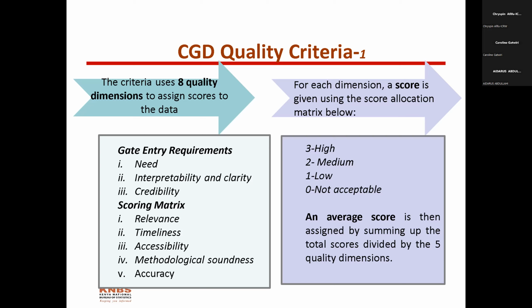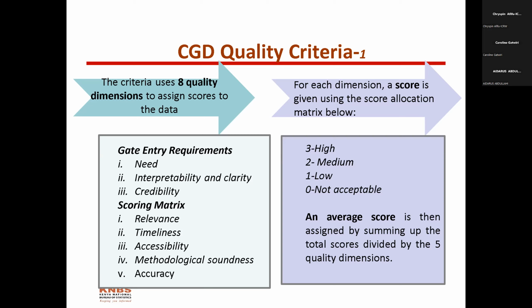This was a challenging part for us to come up with a scoring matrix, because remember, it's a bit subjective when you talk about credibility of an institution, but we felt it is very important for us to look at the credibility of both the data and the institutions. And for the gateway entry requirements, we have 2 scores. It's either a yes or a no. And you must score a yes in all the requirements. So there has to be a need, your data has to be interpretable, and it has to be clear, and there has to be credibility of the data and the institution. So that is the first part that we go through when we are looking at the data from CSOs.